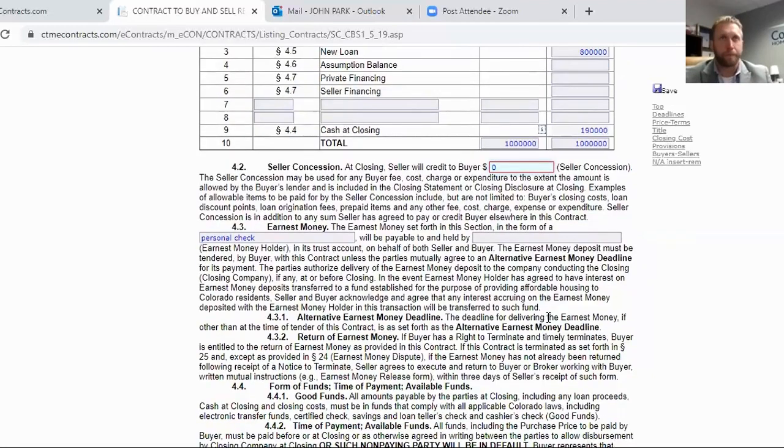All right. So let's go to 4.3, earnest money. This one is to be held by Equity Title. Who holds it the majority of the time? A title company, or a realtor. Yes. Never should you put the seller's name in there. No, never should you. I would say 98% of the time it's a title company.